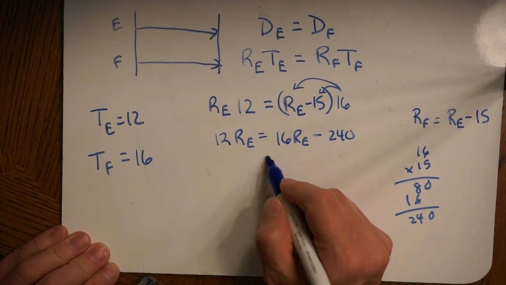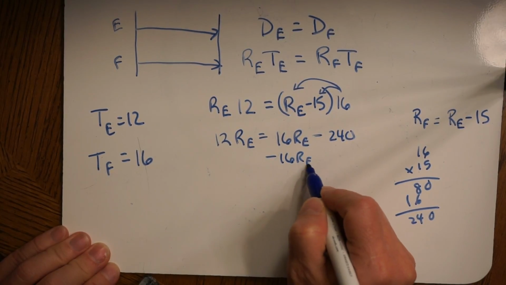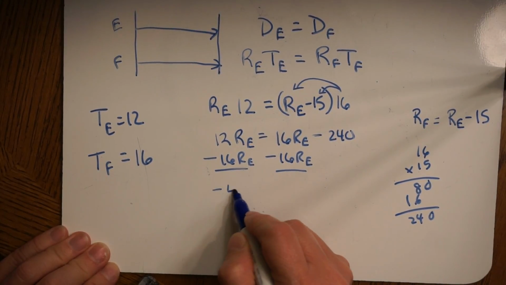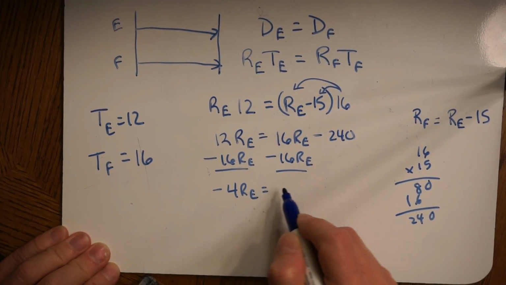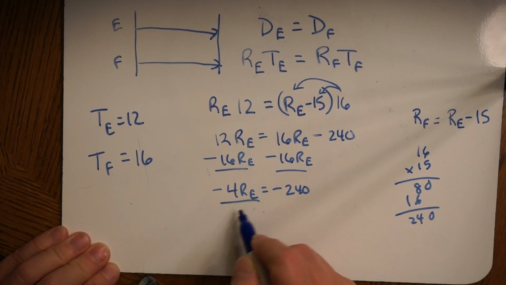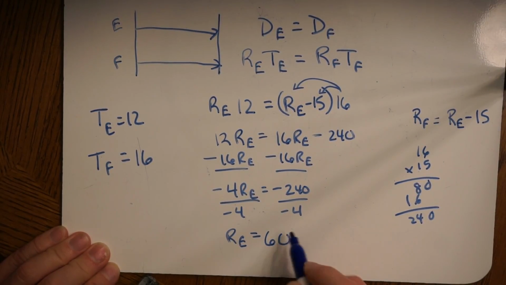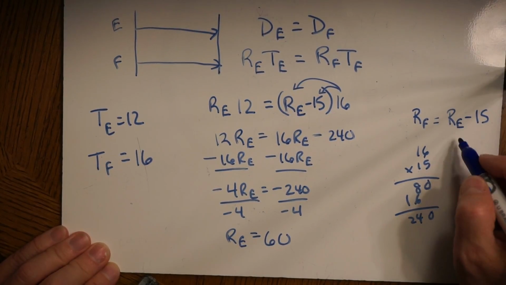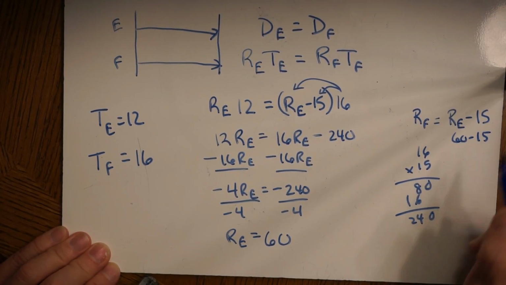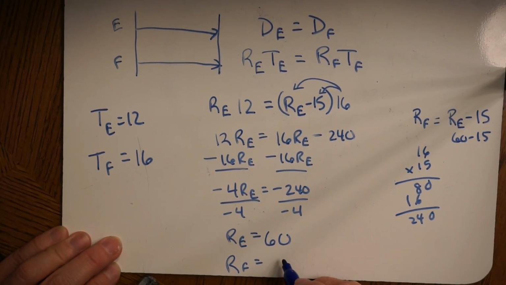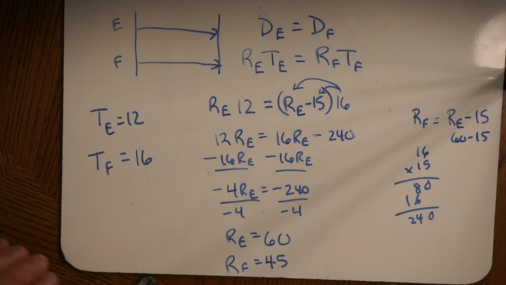Variables on one side, constants on the other. So we're going to subtract 16 RE from both sides. We get negative 4 RE is equal to negative 240. Divide both sides by negative 4. The rate of the express is equal to 60. If the rate of the express is equal to 60, we plug it in here. The rate of the freight then is 60 minus 15, which is 45.